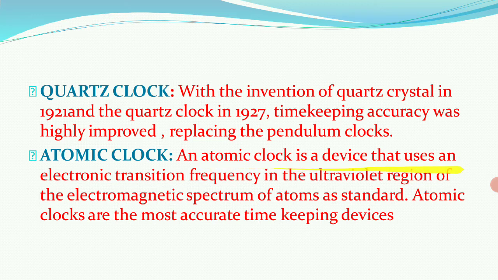So an atomic clock is a device that uses an electronic transition frequency in the ultraviolet region. So we have different regions: ultraviolet region, infrared region, visible light region. So atomic clocks use the electronic transition frequency in the ultraviolet region of the electromagnetic spectrum. The spectrum consists of different regions: ultraviolet, infrared rays, and visible region. So atomic clocks are the most accurate timekeeping devices.